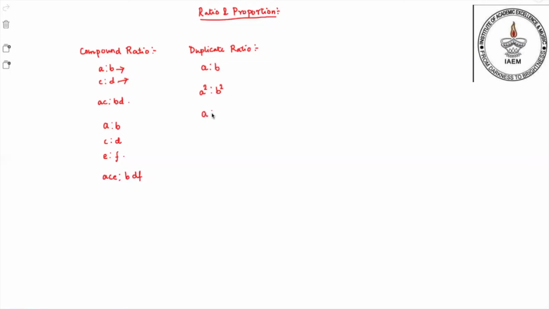It can also be mentioned as the compound ratio of two equal ratios. If we have two equal ratios, A is to B and A is to B, then the compound ratio between these terms will be given as A square is to B square. So the duplicate ratio between two terms can also be said to be the compound ratio of two equal ratios. Triplicate ratio.